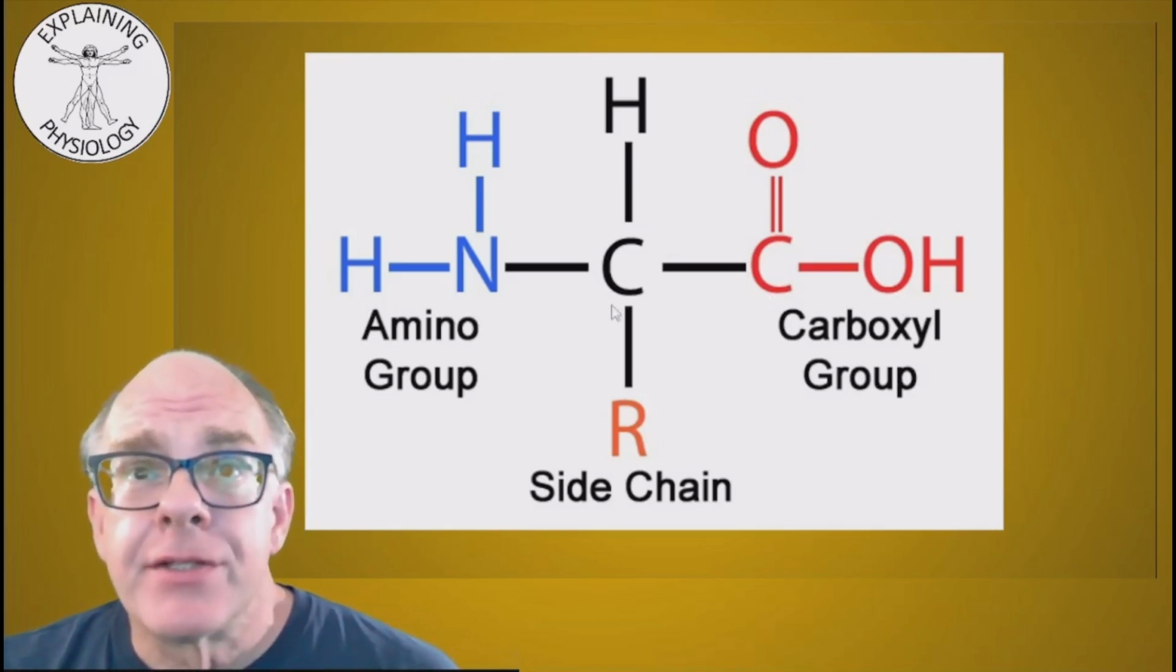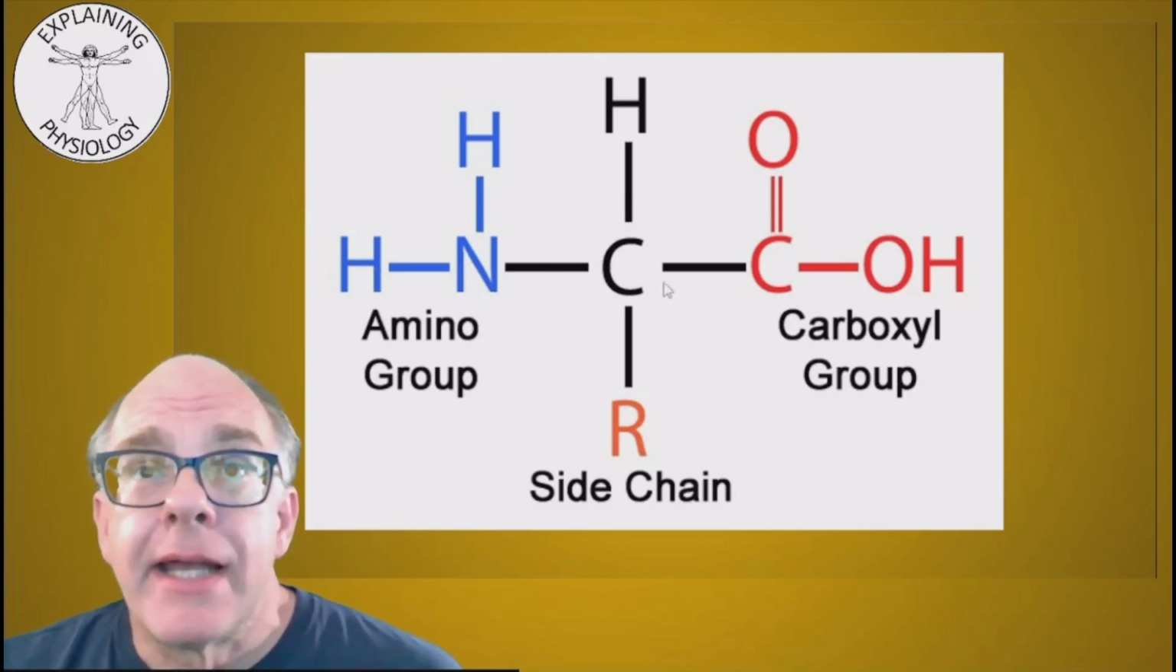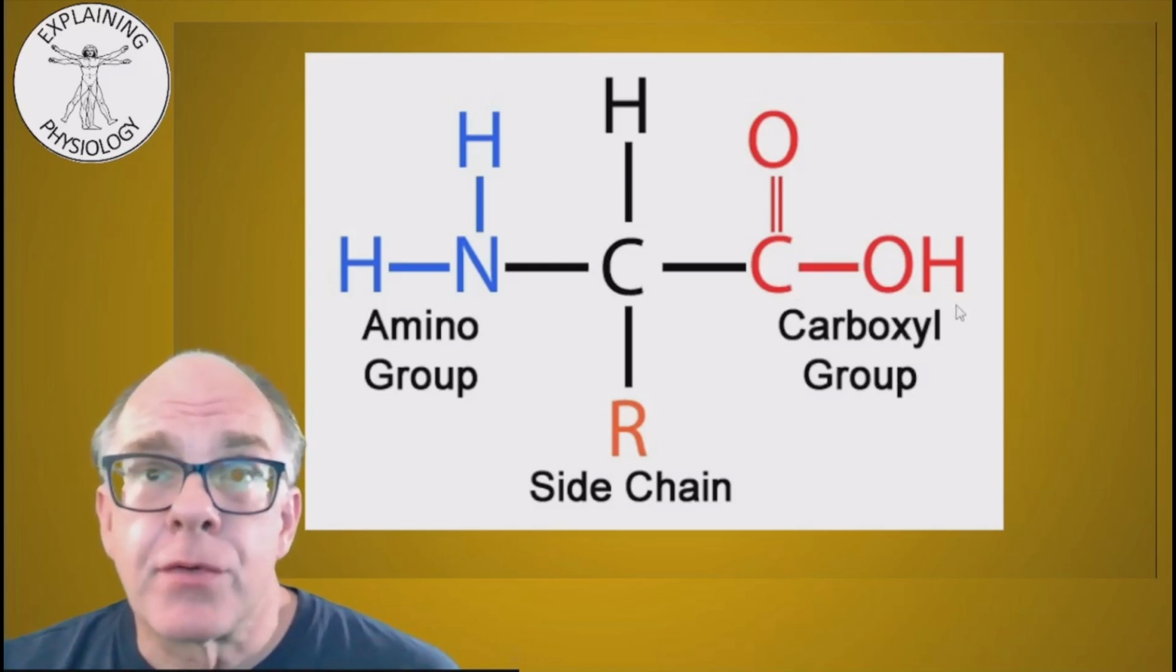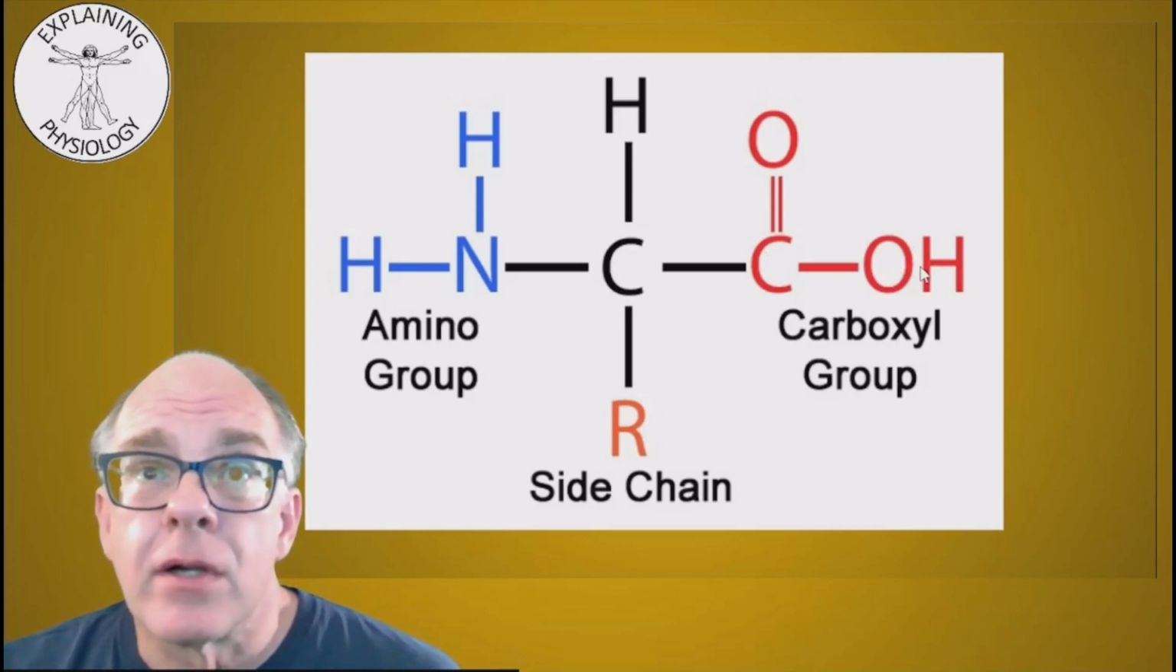What we're going to have is a central carbon. Surrounding this central carbon is going to be an amino group, so an NH2 group over here. And at the other end, we're going to have a carboxyl group, so a C double bond to O and a hydroxyl group over here. Now, in addition to the amino group and the carboxyl group, there is going to be a hydrogen filling up one of the remaining covalent bonds in the carbon.